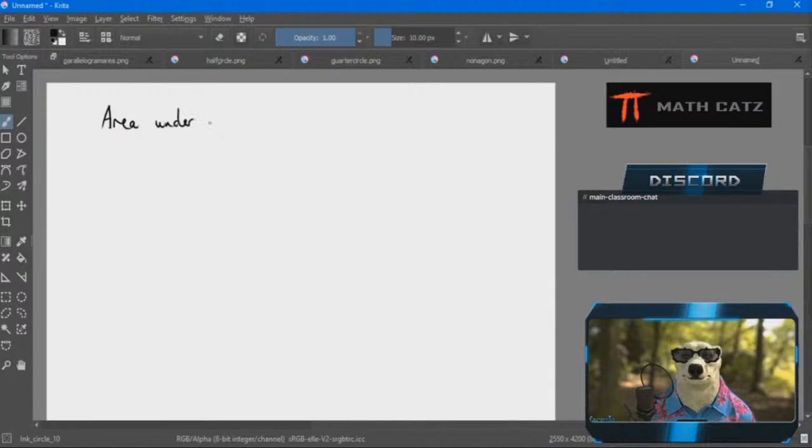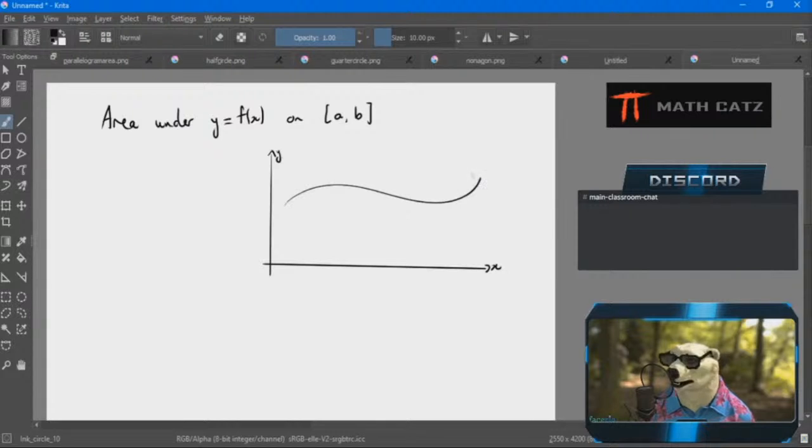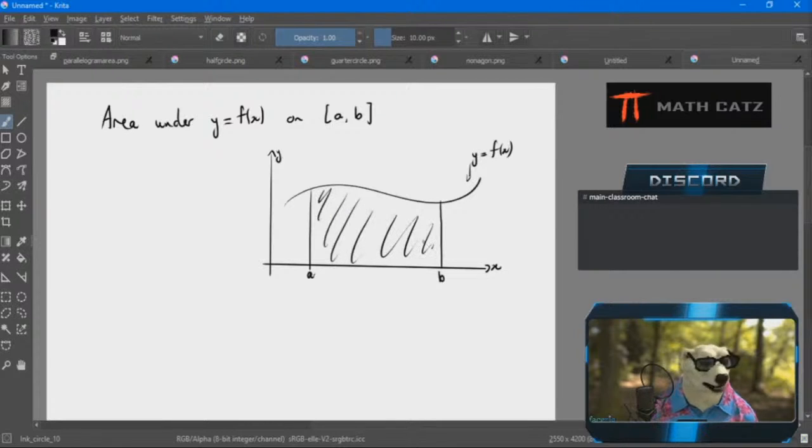Under the graph y equals f of x, I needed to specify some x values as well, a to b. Let's visualize that. Now we say under the graph, but we really mean between the graph of my function and the x-axis, bounded on the left by a and on the right by b.